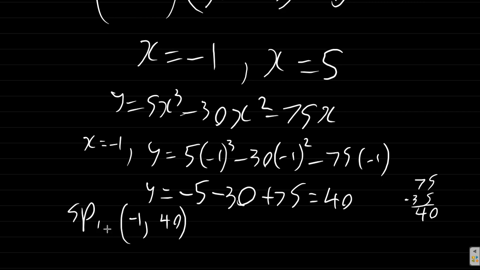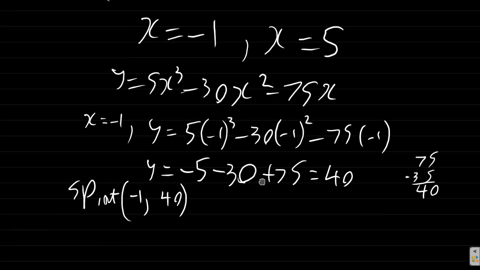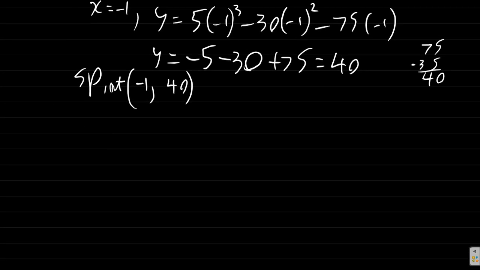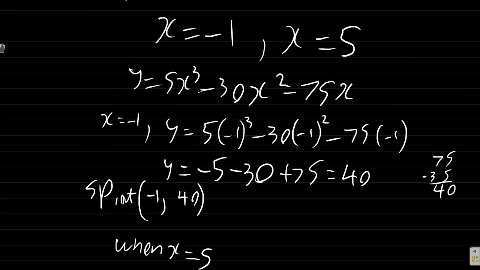Call it stationary point 1, it is at negative 1, 40. Now what about the other stationary points? When x is 5. When x equals 1, we see one of them is at negative 140. What happened when x is 5?